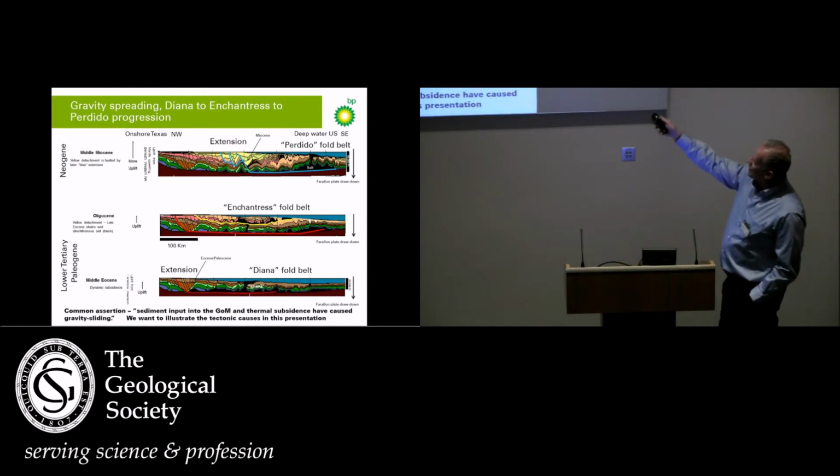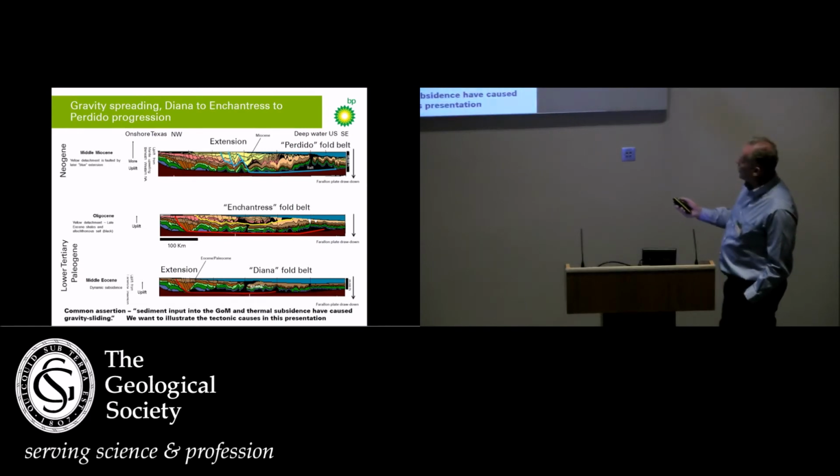The top one's actually Middle Miocene, the middle one Oligocene, and the lower one is a Middle Eocene. And what you see on these sections is a very large gravity slide system with extension up dip and contraction down dip. So this is what things look like during the Middle Eocene.